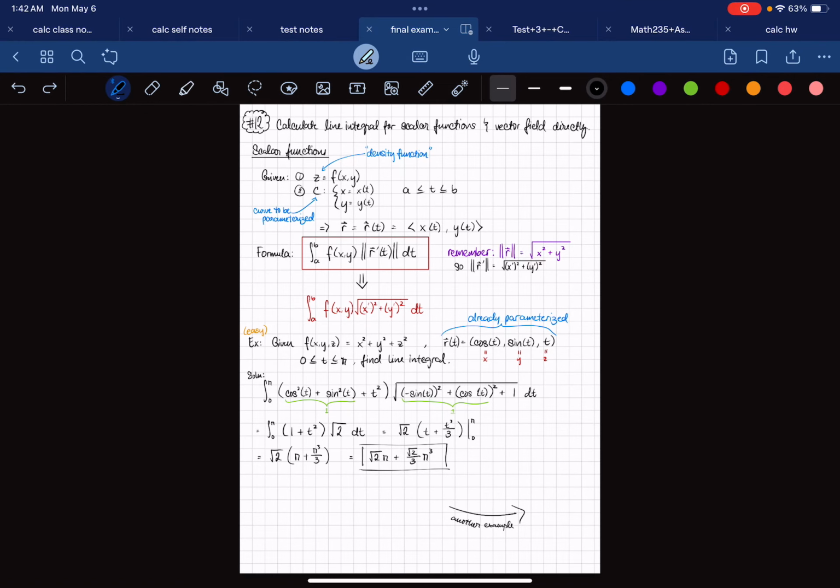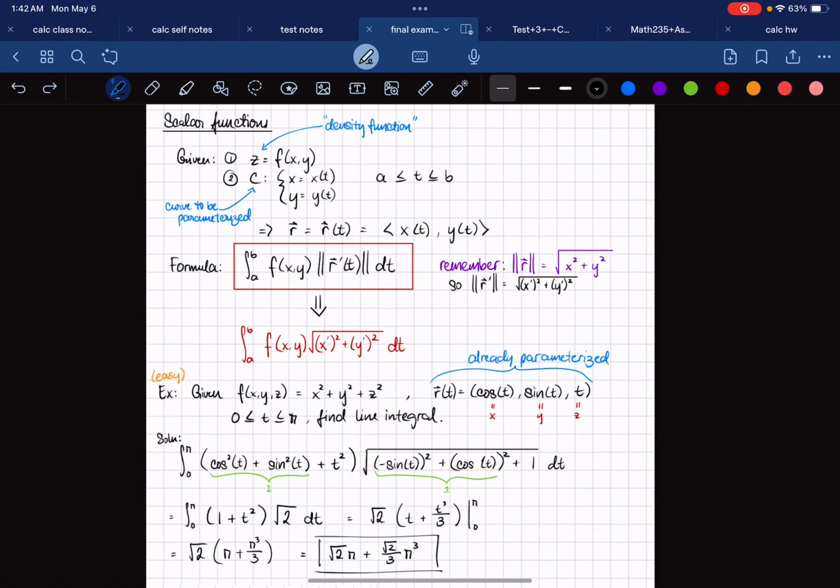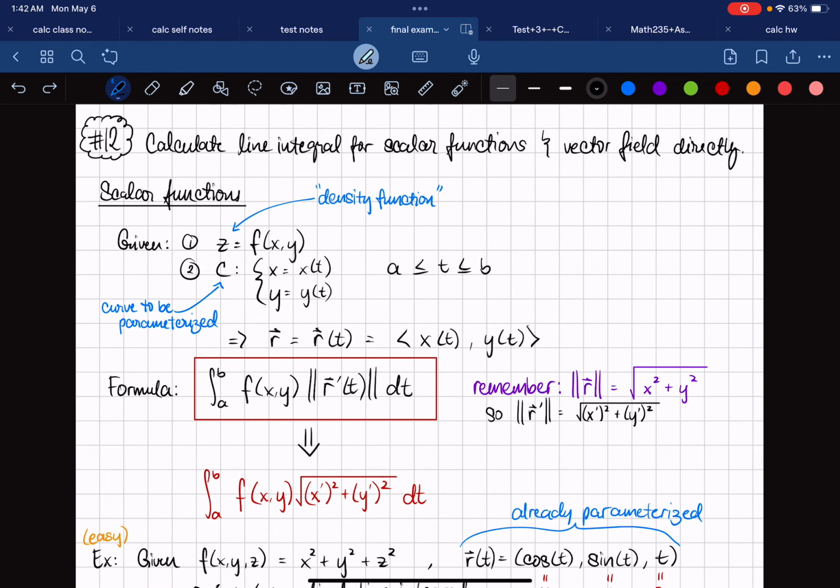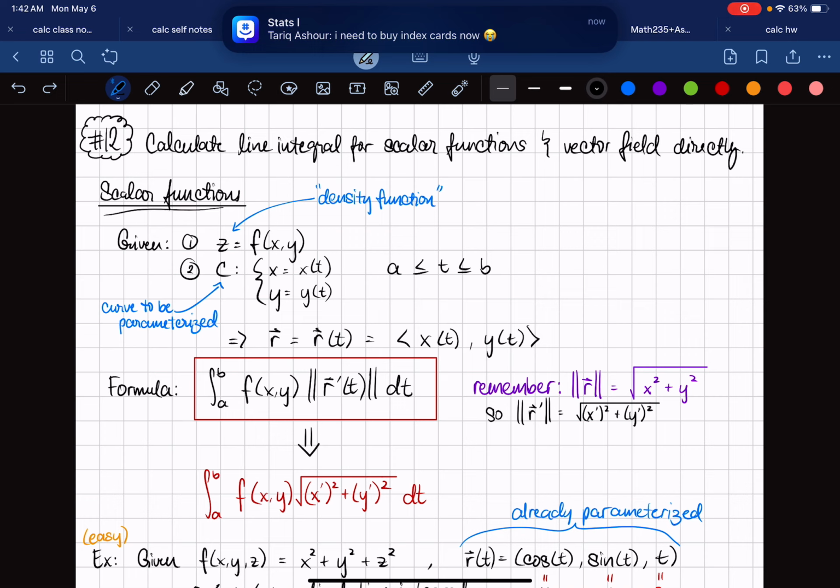Okay, so topic 12, another pretty simple one once you get the hang of it. This is to calculate the line integral for scalar functions and vector field directly. So there's two parts to this topic and we're gonna do it in order. So scalar functions first.